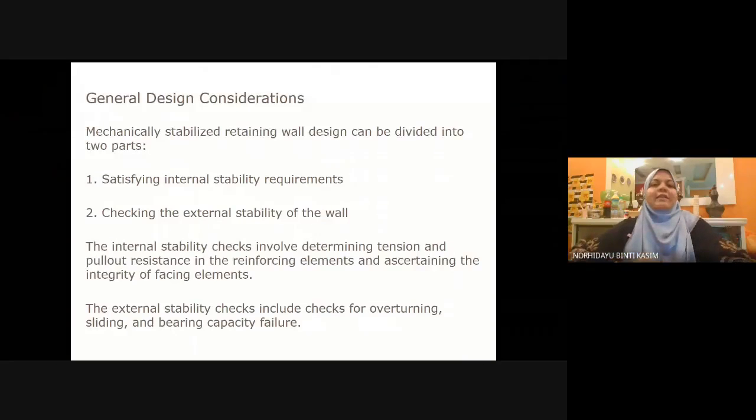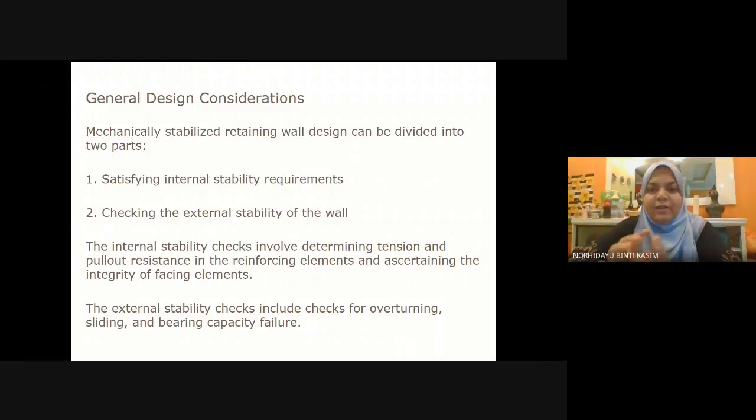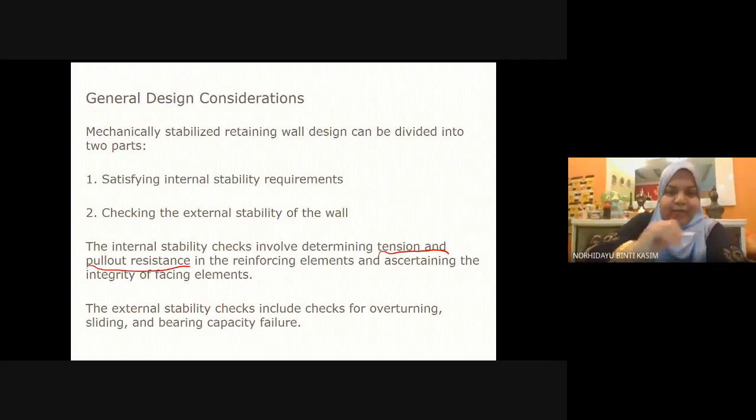We proceed on the general design consideration. To design for the mechanically stabilized retaining wall, you have to check two parts. First is the internal stability, which you have to check for tension and pull out resistance. Second, you have to check for external stability, which are overturning, sliding, and bearing capacity failure.